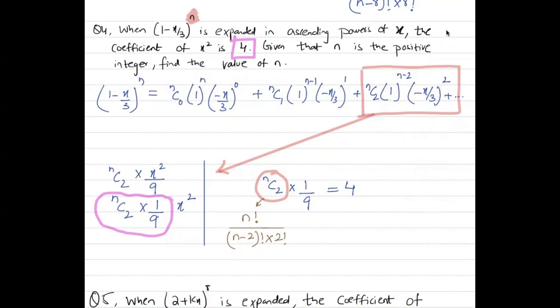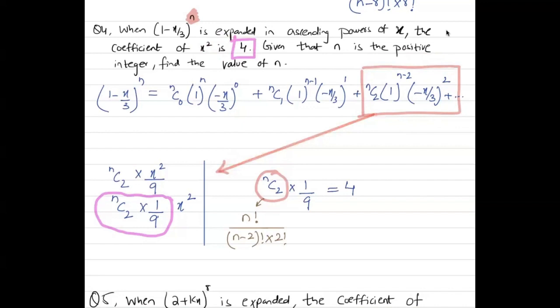Sir, why didn't you take nC0? Why did you take nC2? Because in the question I have been given the coefficient of x square. So I'll just be needing the term in x square to solve this question. I don't need these other terms. These are irrelevant for me right now. Okay, so I'll use this expansion.